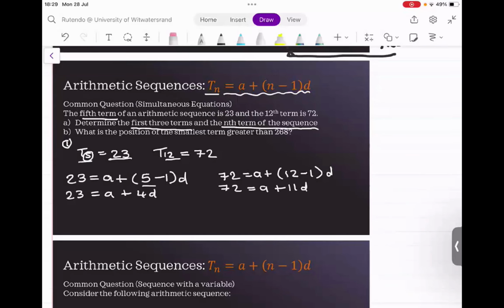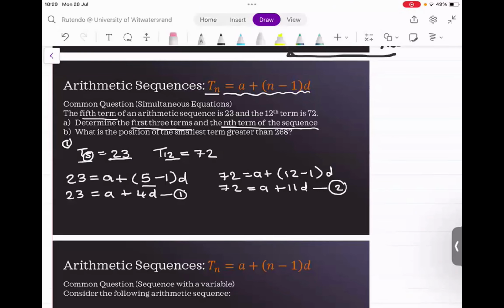And you guys have done simultaneous equations since grade 10, 11, right? So that means that we can solve these simultaneously. So I'm going to call this equation 1, and I'm going to call this equation 2, right? So we are going to start. Which one do you want to simplify? Do you want to simplify equation 1, or take out a factor, or isolate either the A or the D?